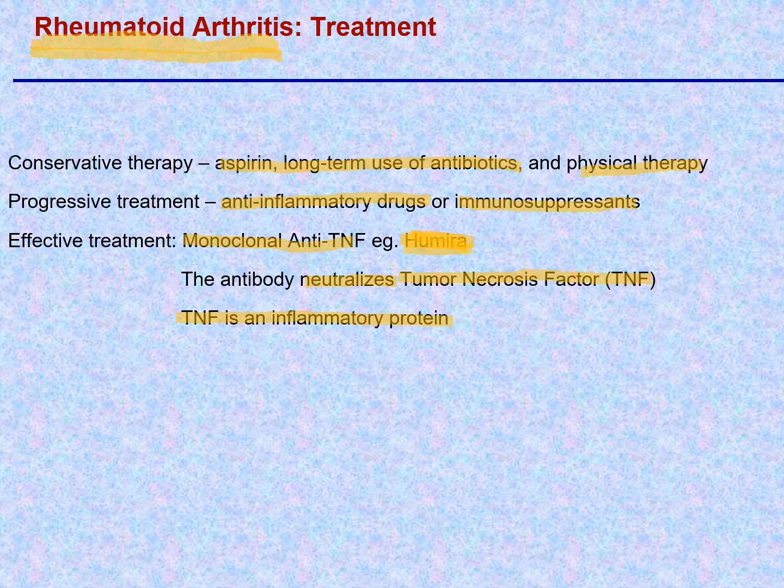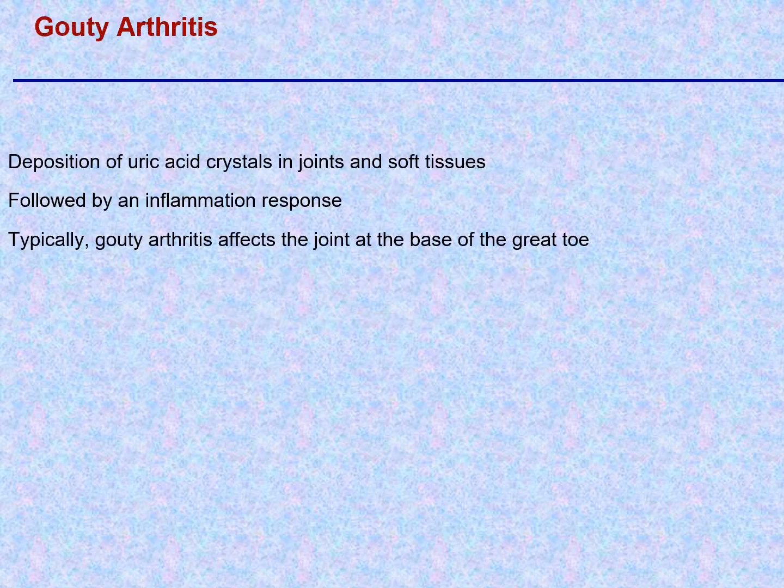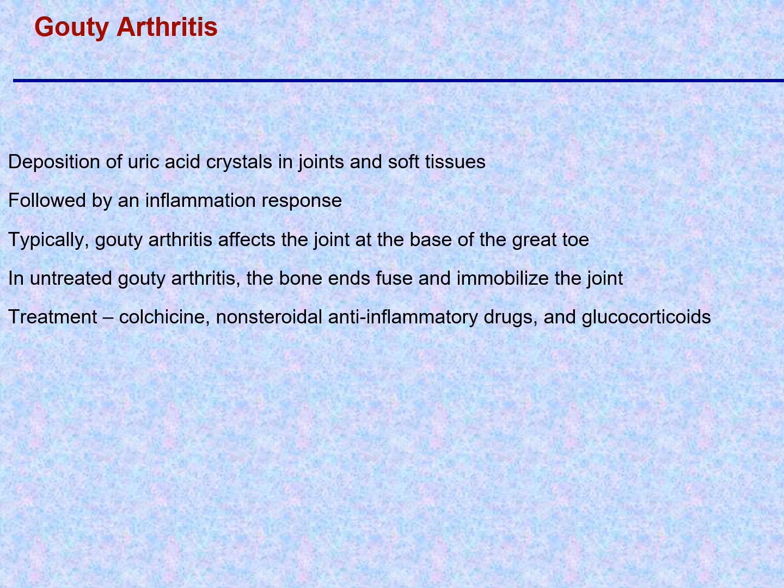Humira, in fact, is the number one selling pharmaceutical drug in the world in terms of monetary value of sales. It is not cheap, but it can be quite effective. And you don't have to take it every day. These are injections that are done, I think, once a month. Okay, the last type of arthritis that I'm going to talk about, and these are the last two slides here, is gout or gouty arthritis.